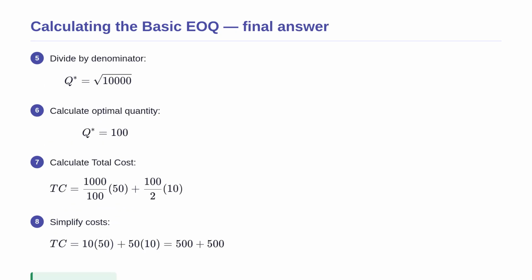Continuing with our calculation, we divide 100,000 by 10, leaving us with the square root of 10,000. Taking the square root gives us exactly 100 bicycles. This is our optimal order quantity. Now, let us find the financial impact by plugging this 100 back into our total cost formula. Notice that the ordering cost becomes $500 and the holding cost is also exactly $500. They are perfectly equal. Adding them together, the total annual inventory cost is $1,000. The shop minimizes expenses by ordering in batches of 100.